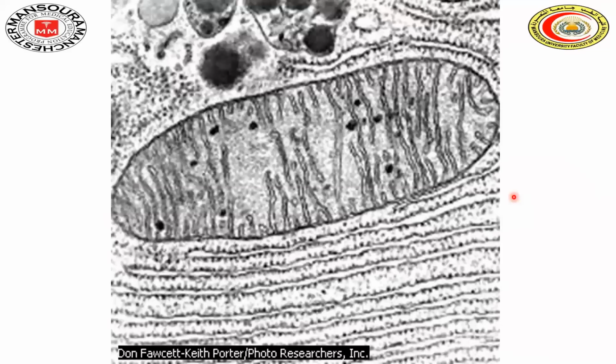Here is the electron micrograph of mitochondria. Here we have the two membranes surrounding it, the outer one which is smooth, and the inner one showing the cristae. These are the cristae projections from the inner membrane. And inside we have a fluid, which is the matrix. This fluid is granular. We can see it here, the electron dense granules inside the matrix. These are the three components of mitochondria by electron microscope.